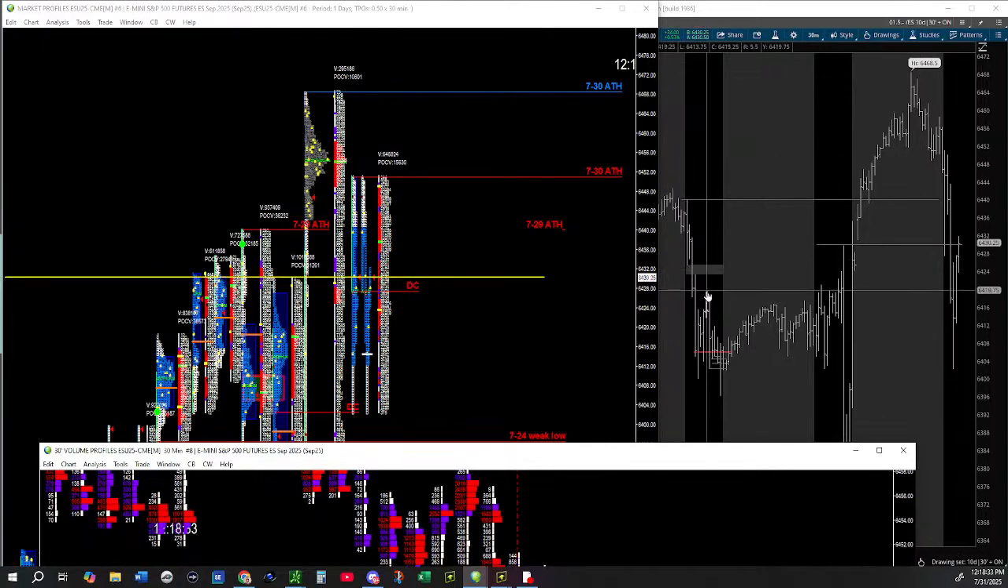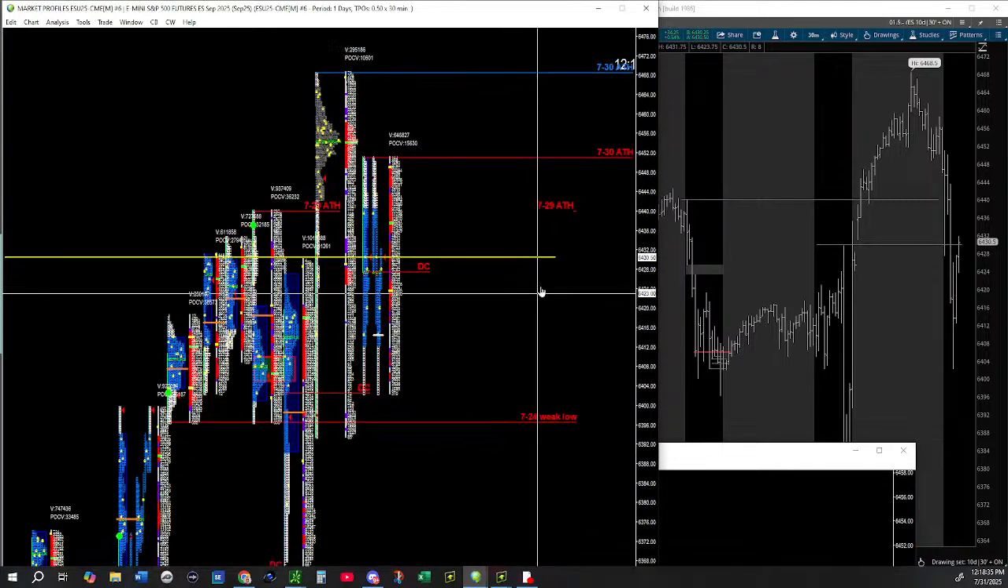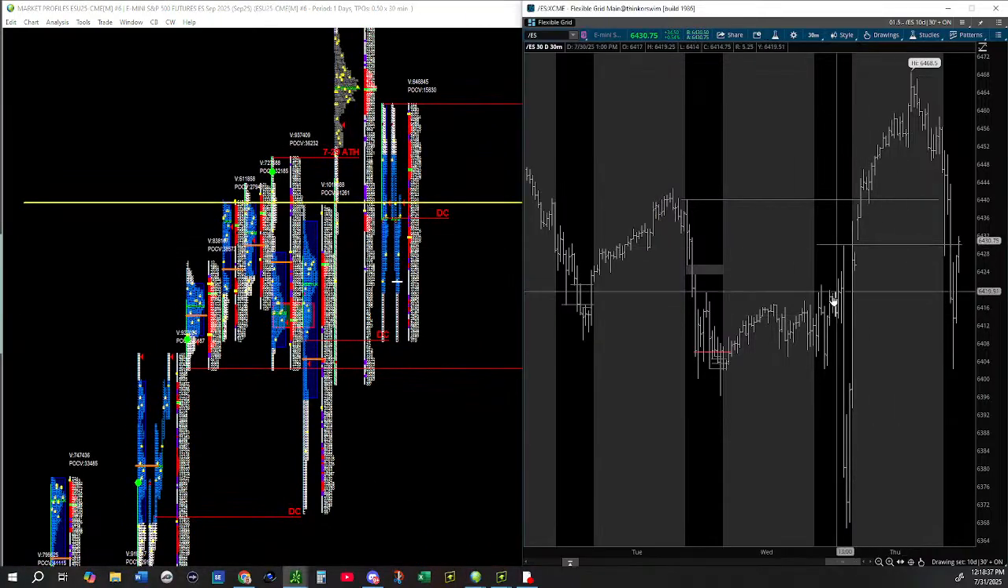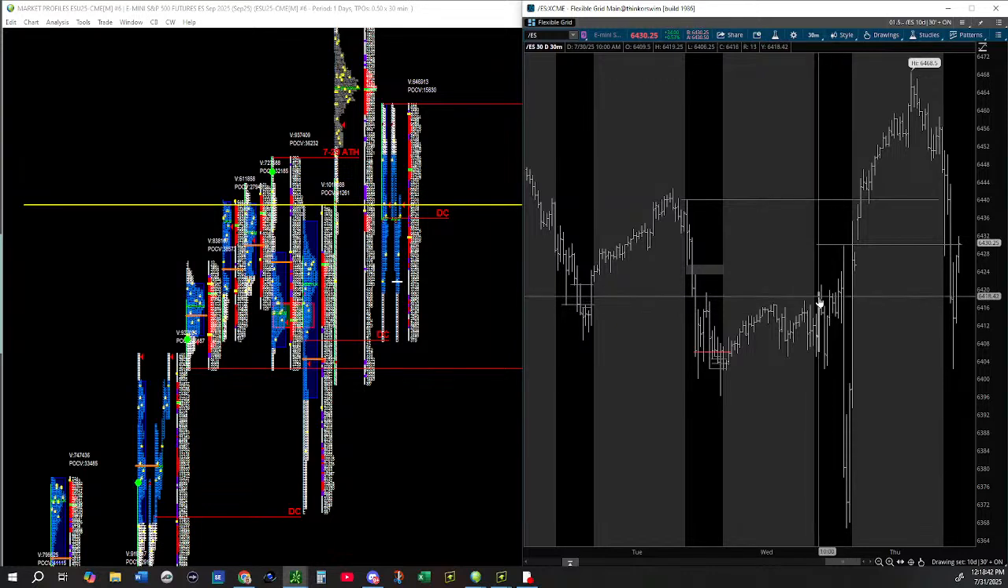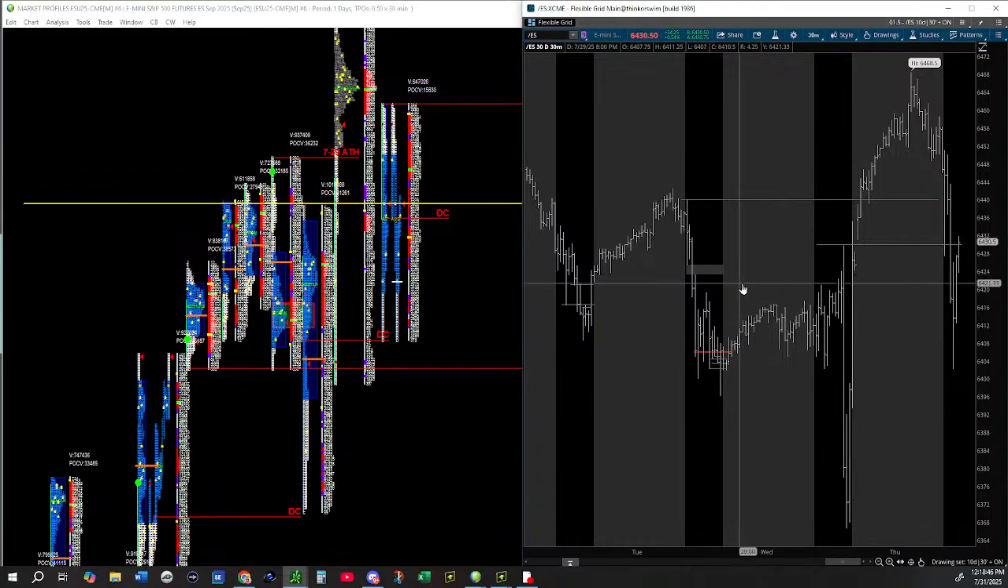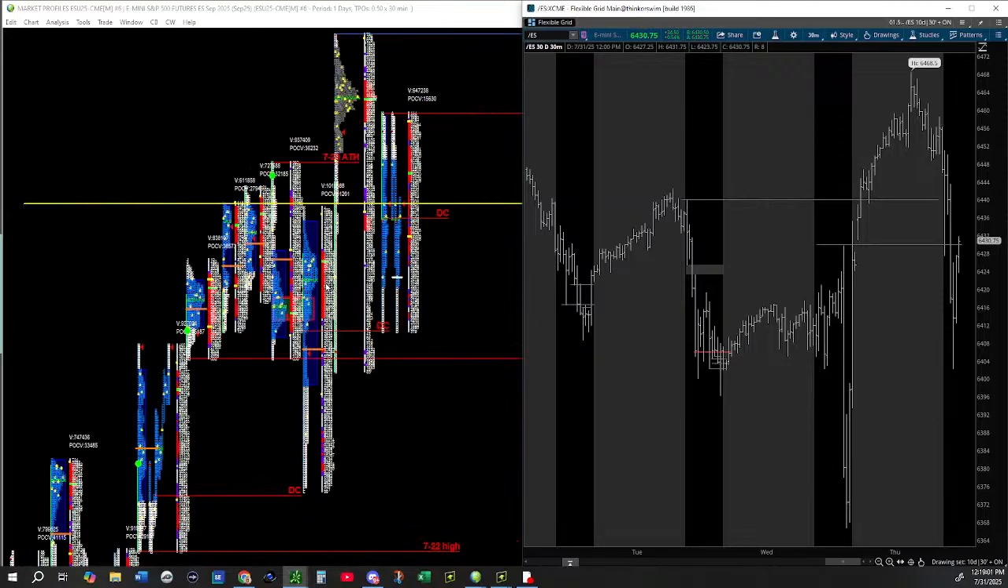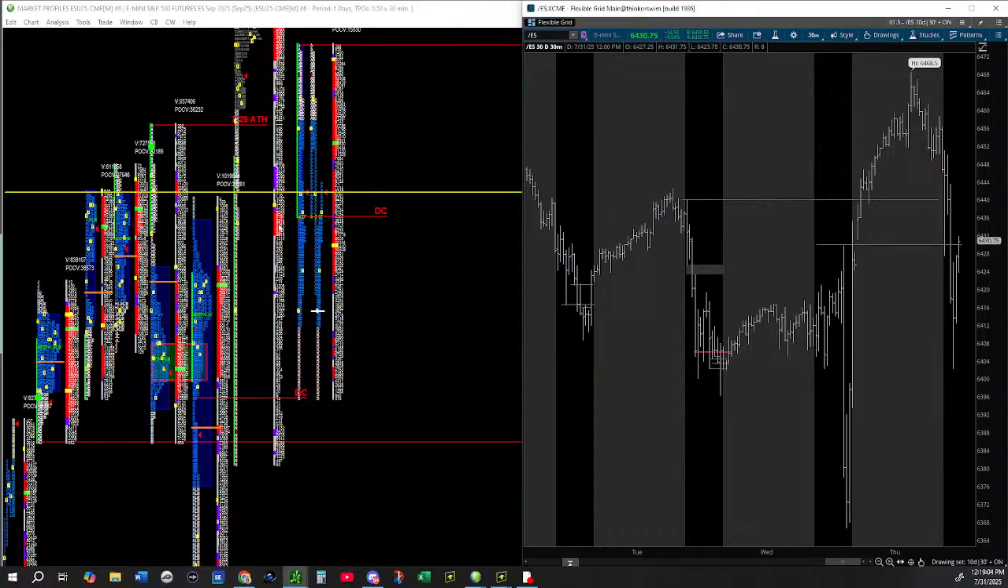Having a profile just gives us a visual. You can see here, for example, there's a thick area. Yesterday, you have a white POC here. But instead of having it open like it is with these bars, the profile can give us something easier to see. And on top of that, I have my volume profiles here.